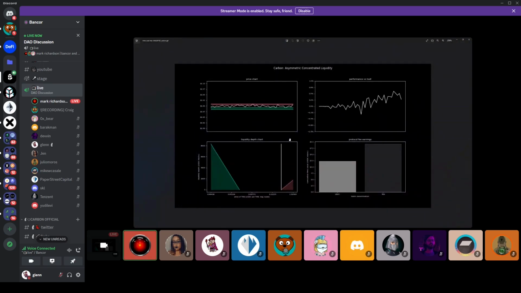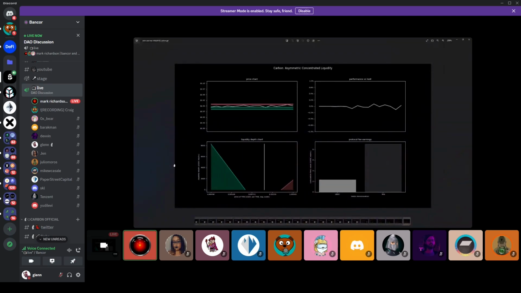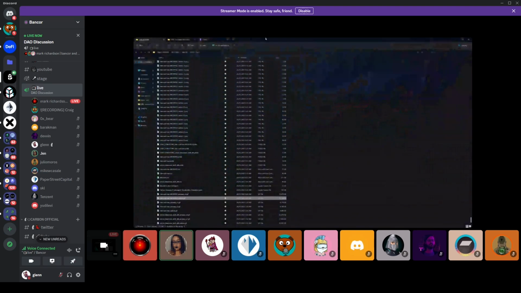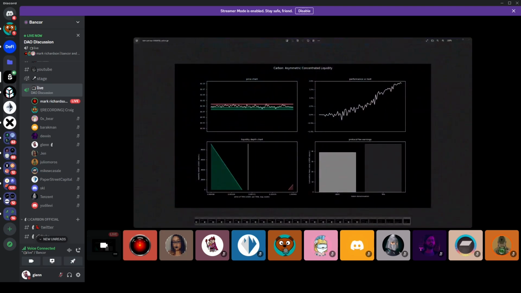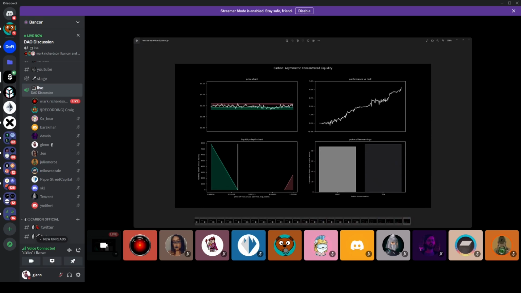Okay, this is Carbon under exactly the same conditions, right? Remember, we didn't actually move anything in this instance. I can't remember where Uniswap v3 finished, but I'm just going to call that up. 17.5%. Oh, good job. Thank you. And let's see where Carbon's going.